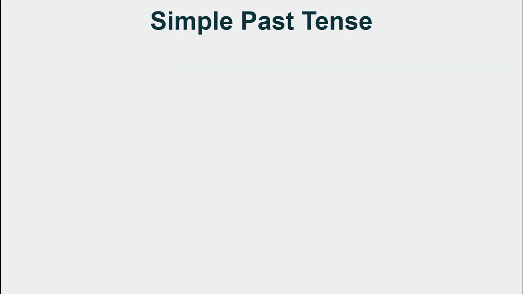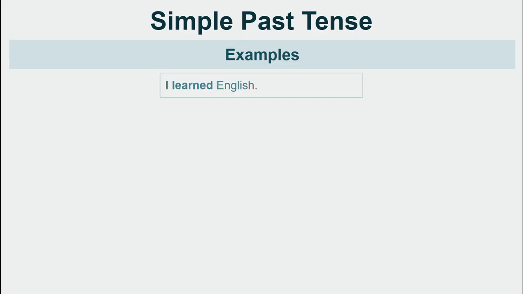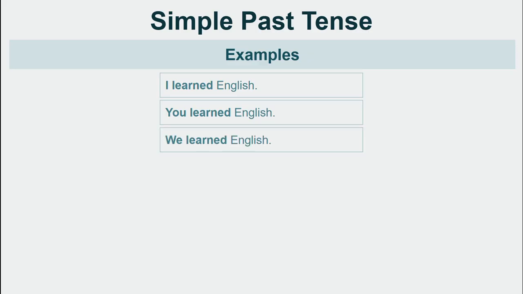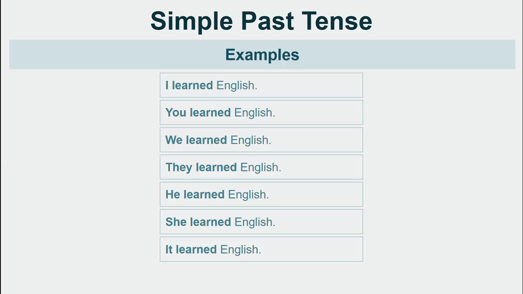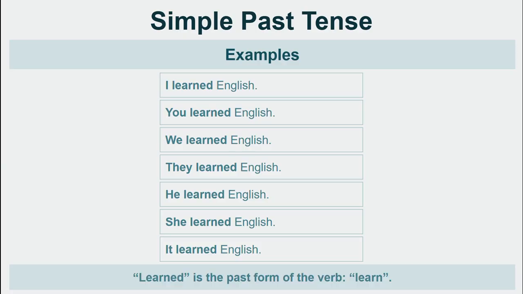Simple past tense. Examples. I learned English. You learned English. We learned English. They learned English. He learned English. She learned English. It learned English. Learned is the past form of the verb learn.